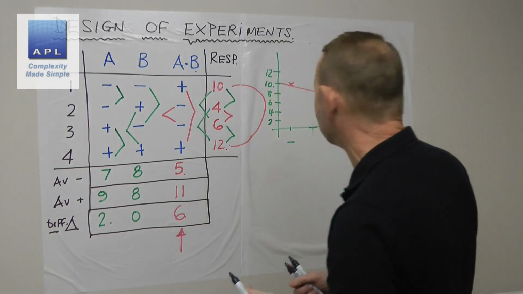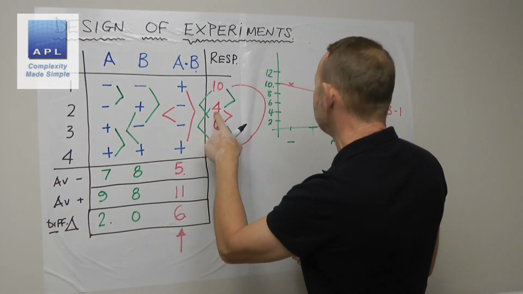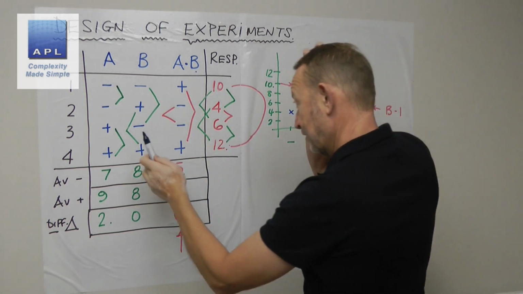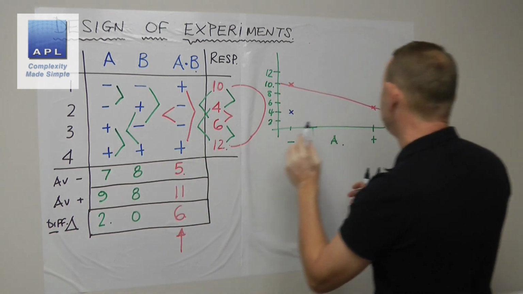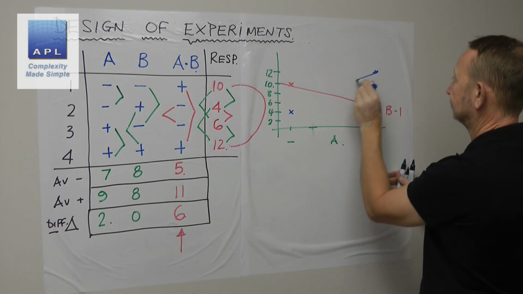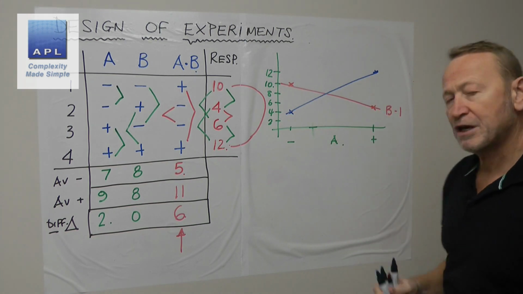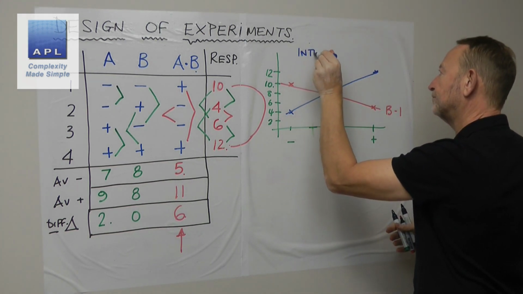So let's do that. What do we get? When A was negative and B was positive, we hit 4. When A went positive and B was positive, what did we hit? We hit 12. Join those two together. Now that is known as an interaction plot.